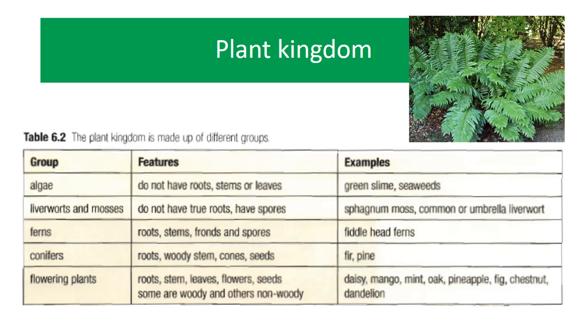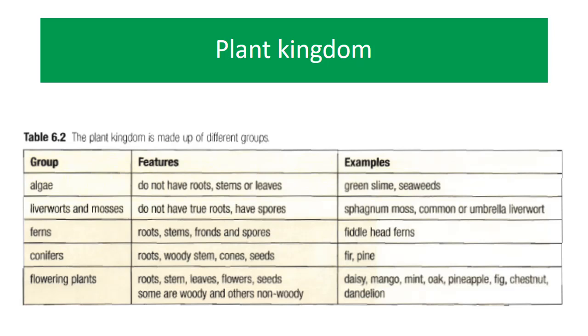And the next one is ferns. Ferns are a little bit better than the previous two because they have a simple root, they have some stem and fronds, and spores. By them they are reproducing. The example given is fiddlehead ferns.